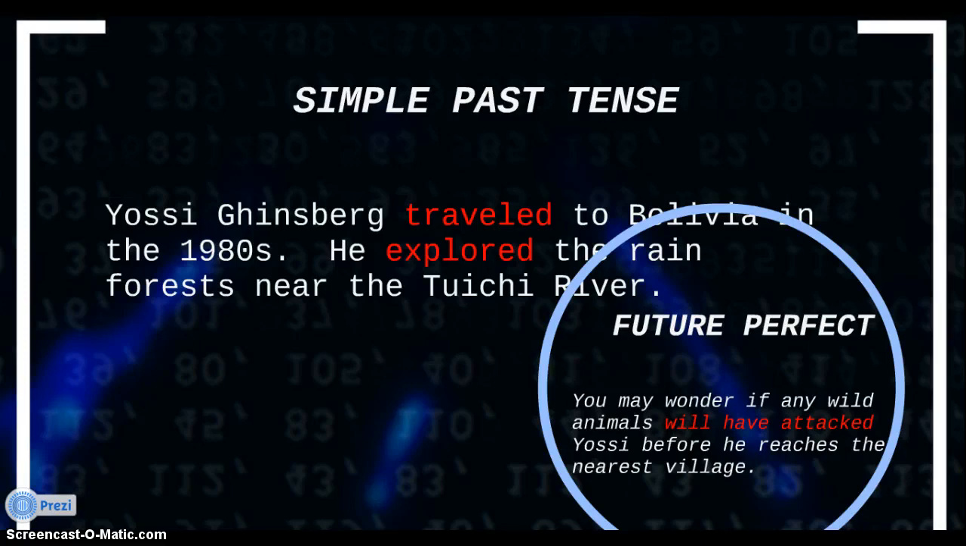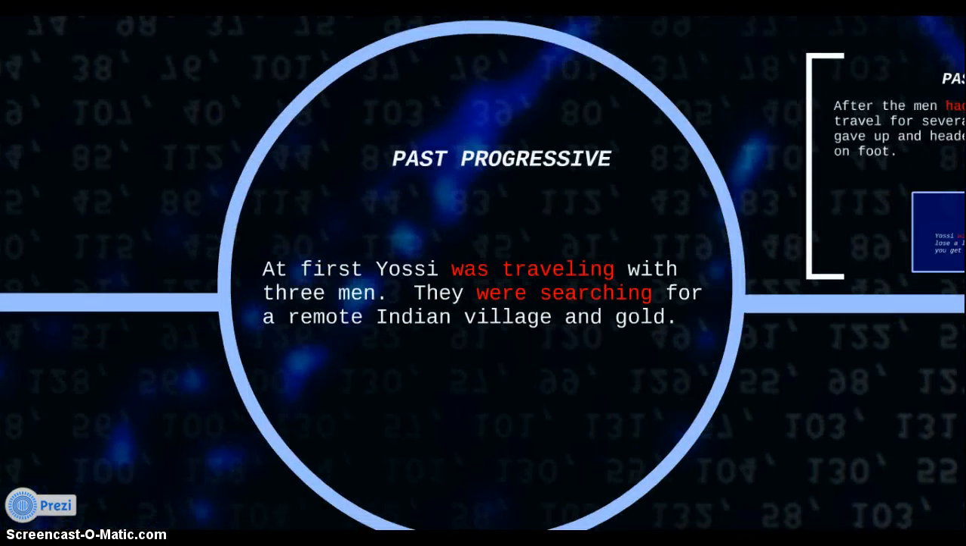There are other past tense forms though too. The past progressive. Now remember we had the present progressive and it used a be verb. This is past progressive, so it's going to use a past tense of the be verb. We have a singular, was, and a plural, were. Our verb is still the present participle that ends in ing. Our examples. At first, Yossi was traveling with 3 men. They were searching for a remote Indian village and gold. It's the same concept.